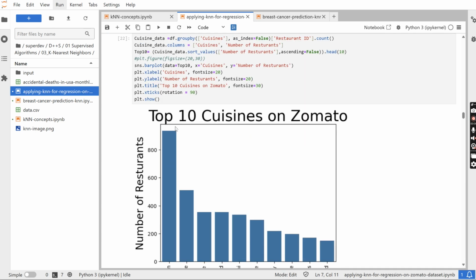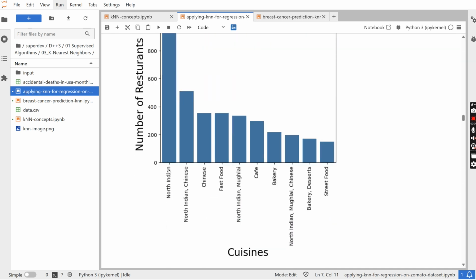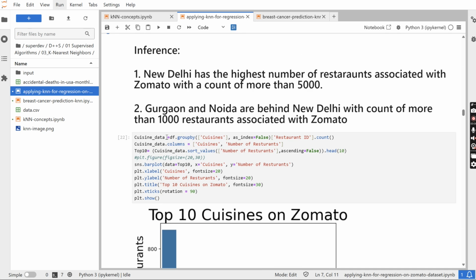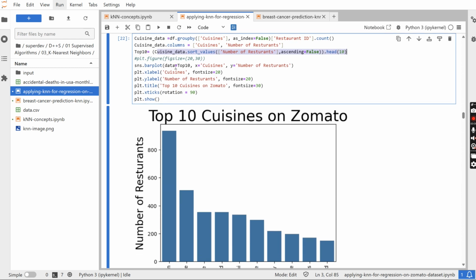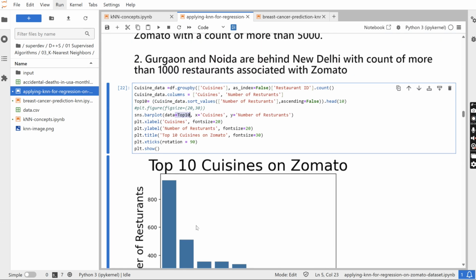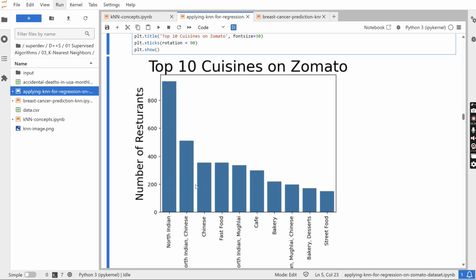So the top 10 cuisines ordered by Zomato are like North Indian. Basically you are doing only a group by. There is nothing fancy in this code. Very simple code, you're just doing a group by and plotting the cuisine data, sorting it, taking the top 10 and plotting it here. So don't worry about the data, you can generate these plots very easily.